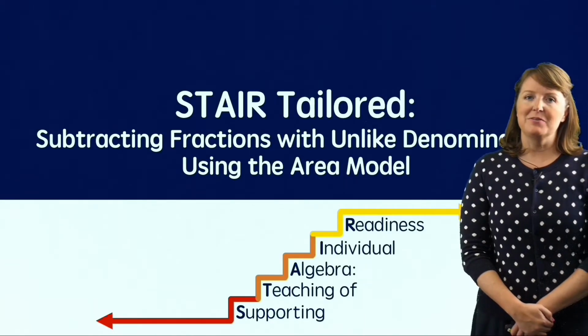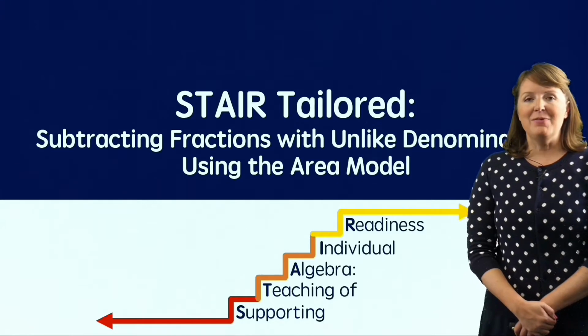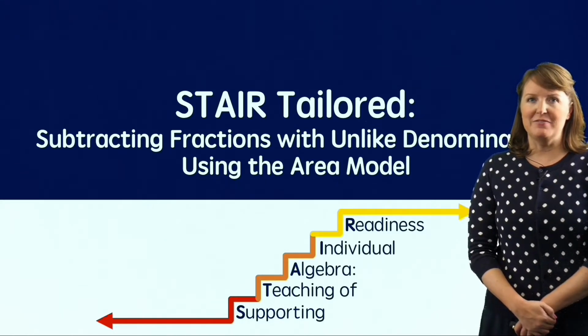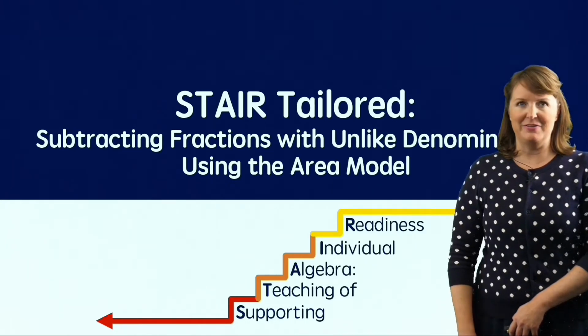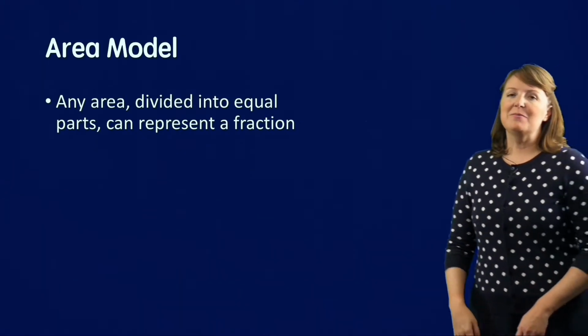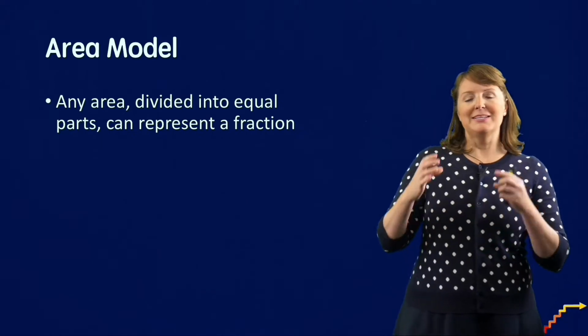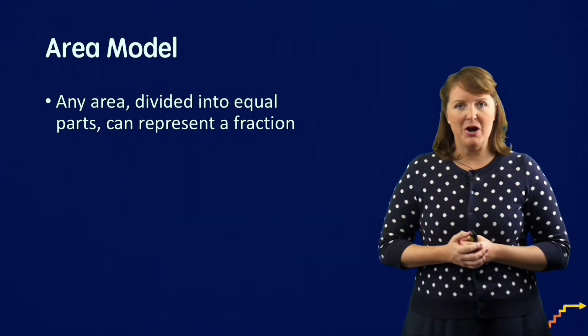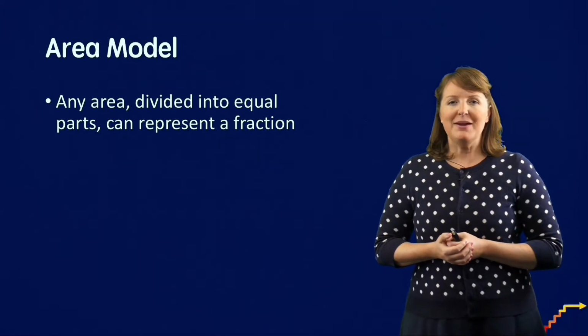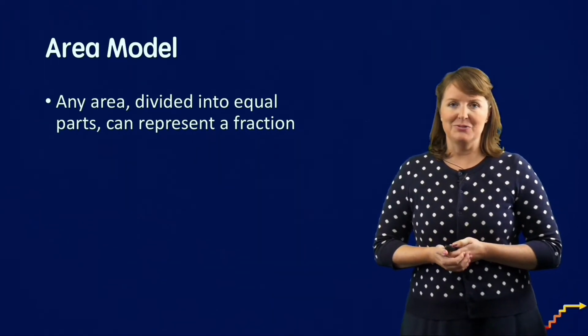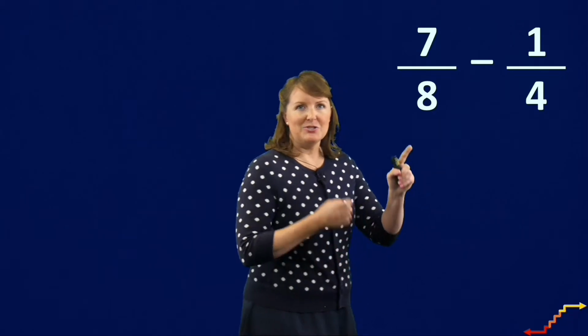I'm Sarah Powell from the University of Texas at Austin, and right now we are focusing on how to subtract fractions with unlike denominators, and we're going to use the area model of fractions. The area model means that when we have any area, we can take that area and divide it into equal parts. We can use geoboards for this, we can use pattern blocks, and right now we are going to use the fraction circles. So I'm going to use those fraction circles to subtract 7/8 minus 1/4.